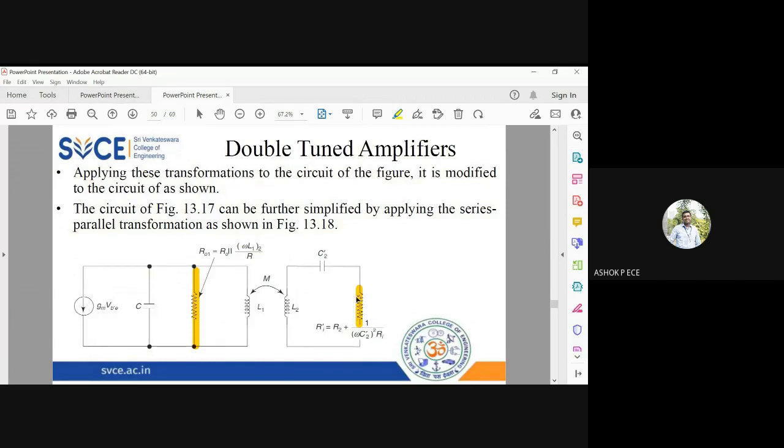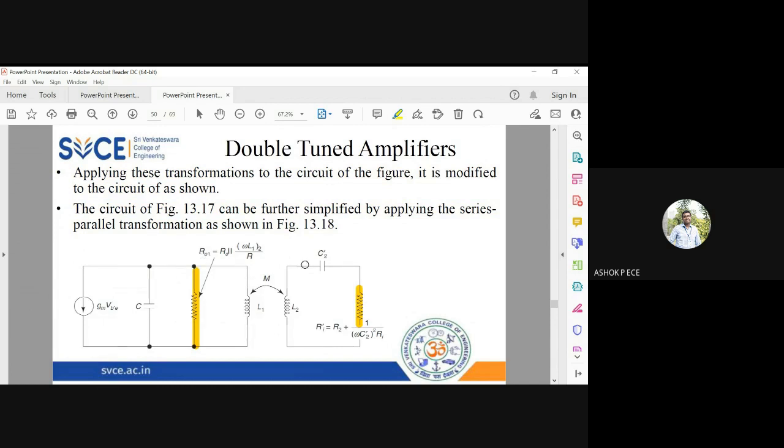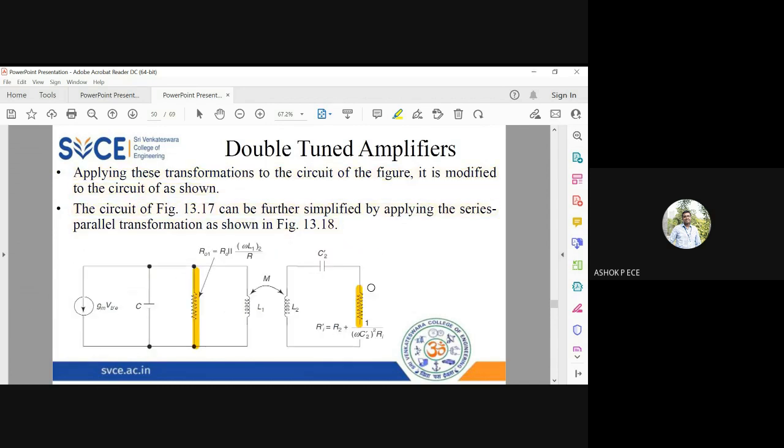So here on the output side, I have only one LCR in series. At the primary side, I have one LCR in parallel. So stage by stage, we are simplifying. Resistance in parallel at the primary side is combined into R0 dash, and resistance in series at the secondary side is combined into Ri dash. This is one set of simplification that we have done.